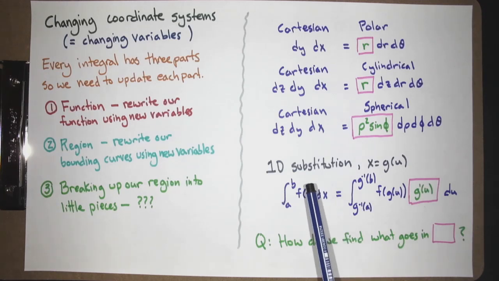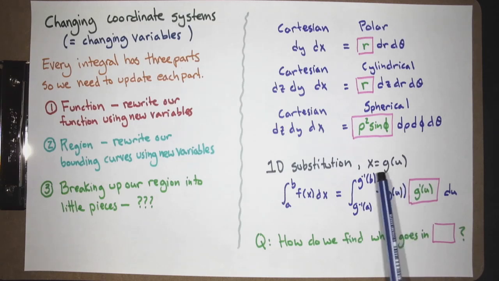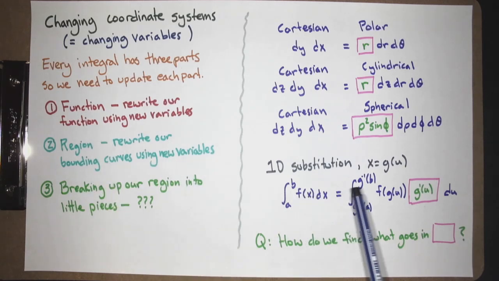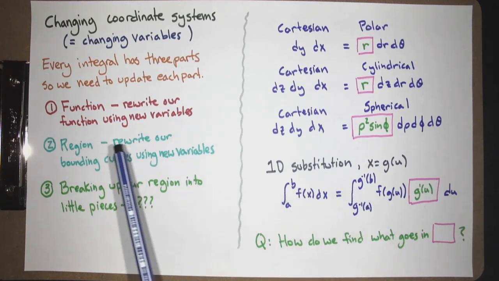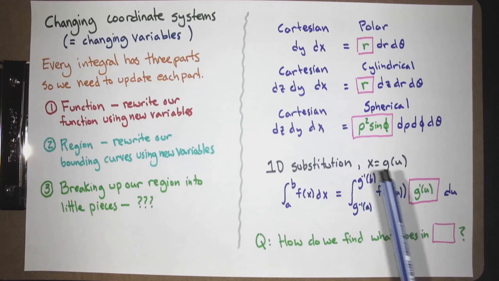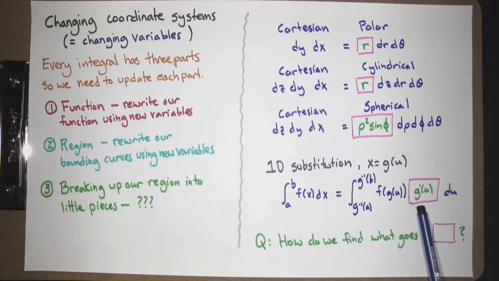So we say, well, suppose we have x equals g of u, and we want to do our integral from a to b of f of x dx. Well, I got to update my function. That's easy. I just replace x by g of u. I got to update the region. Well, that's not bad. You update the bounds. And then what about the breaking up into little pieces? That's what the g prime of u is capturing here.